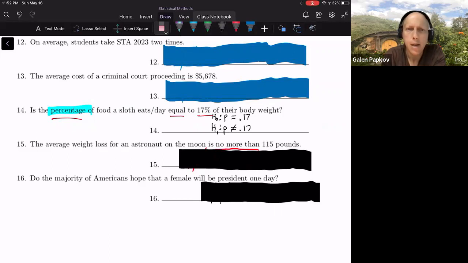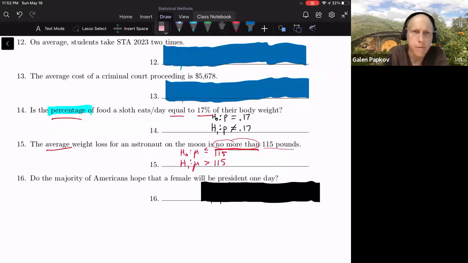For 15, the average weight loss for an astronaut on the moon is no more than 115 pounds. This one's a little tricky. Average, that's mu. 115 pounds is what we are relating to. No more than means it's less than or equal to. So it could be up to 115. So the less than or equal to must go in your null hypothesis, which leaves the complement or greater than in your alternative.